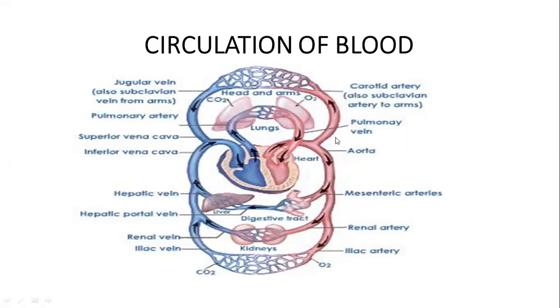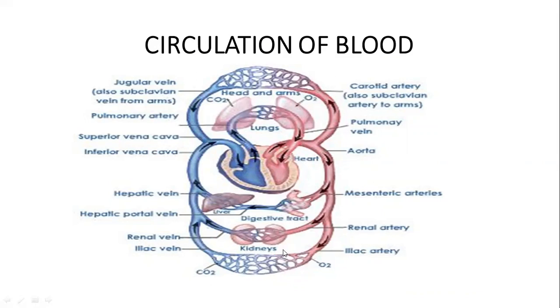Carotid artery takes the blood from aorta to head and arms, whereas mesenteric arteries take the oxygenated blood from aorta to digestive tract. Renal artery takes the oxygenated blood from aorta to kidneys. Iliac artery takes the blood from aorta to the legs.